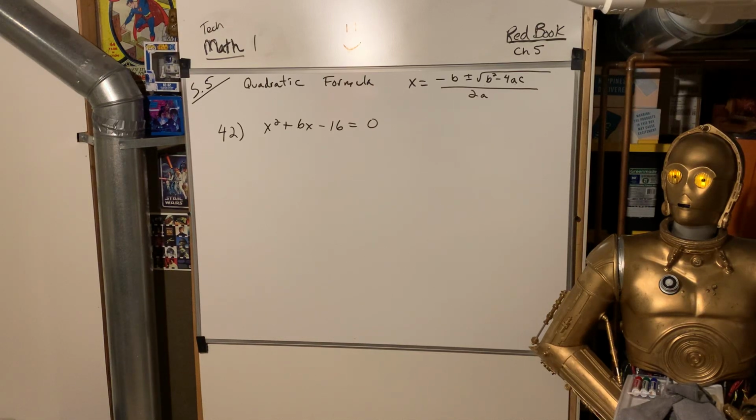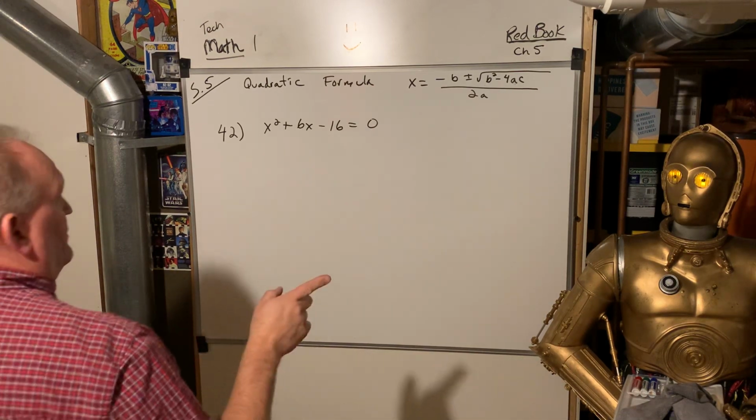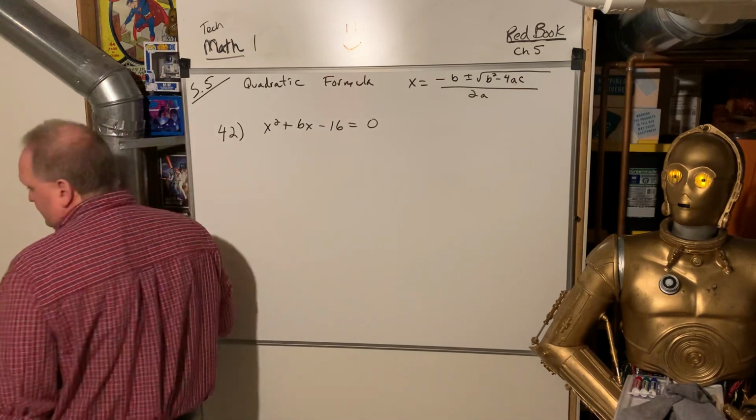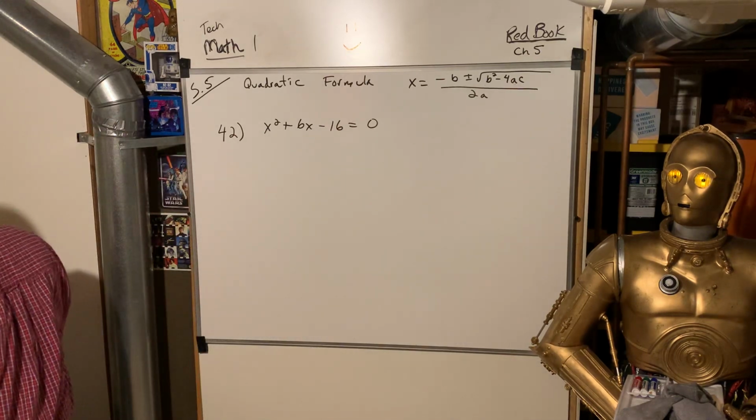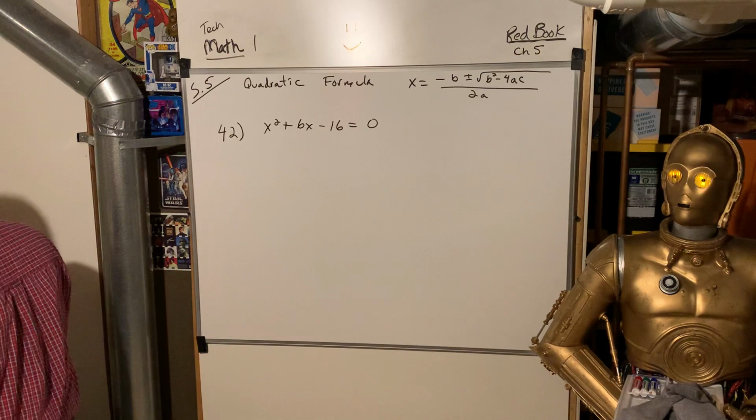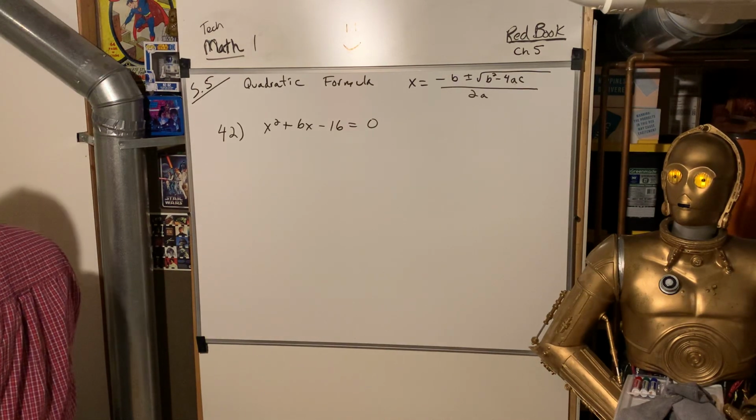Okay, we are back. This is Techmath1. We are in the red book, doing chapter 5. This is 5.5. So let's take a look at number 42.